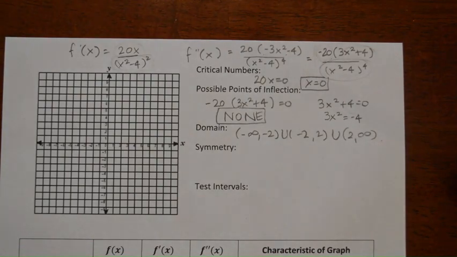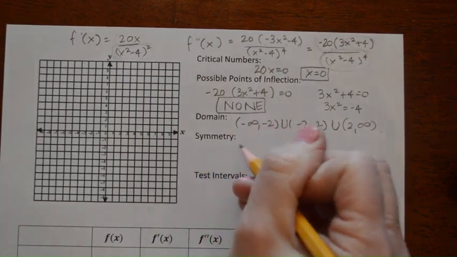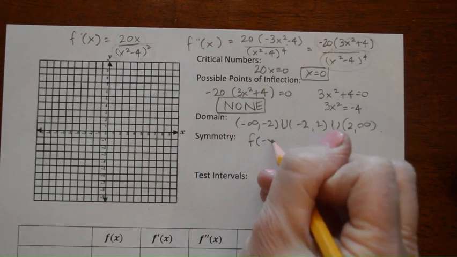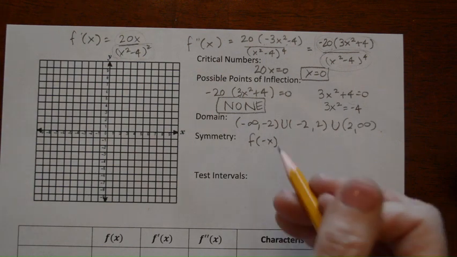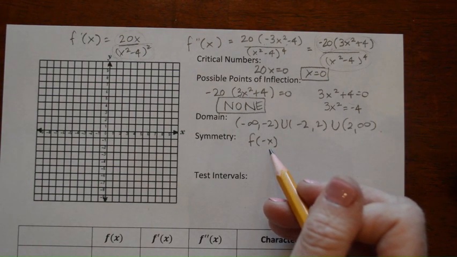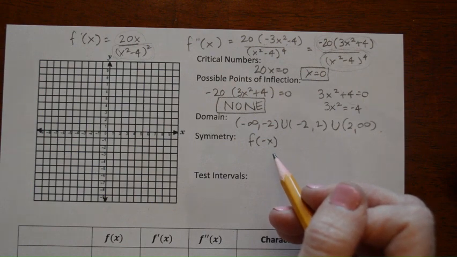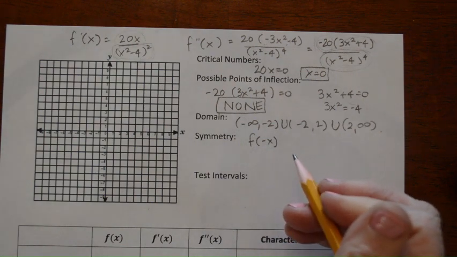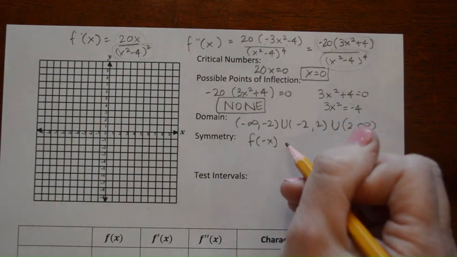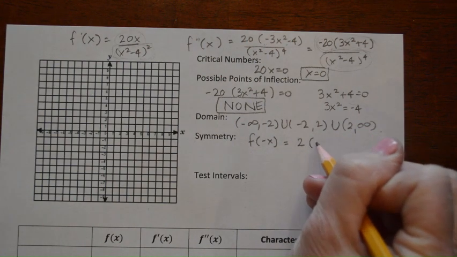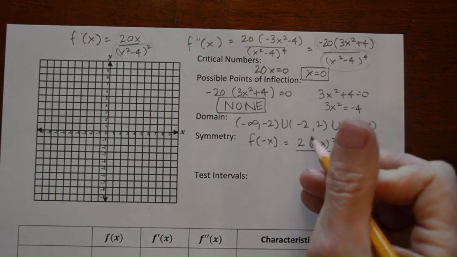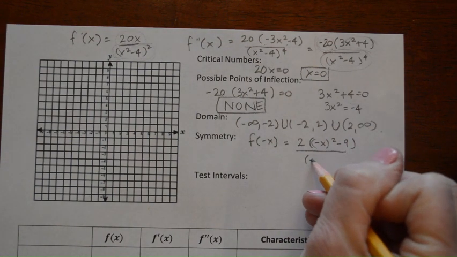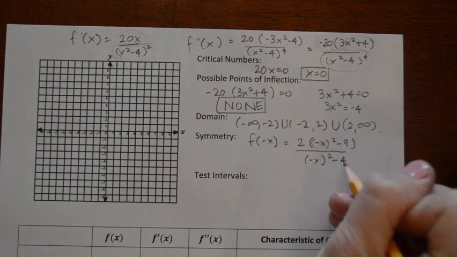All right, let's check for symmetry. In each case when we check for symmetry, we have to find out what f of negative x is. We want to see if it is exactly the same as f of x, or the exact opposite of f of x. Because if one of those two happens, it does have symmetry. So let's plug negative x into our original. Again, this is 2 times negative x squared minus 9 over negative x squared minus 4.